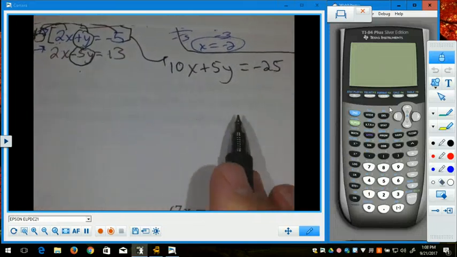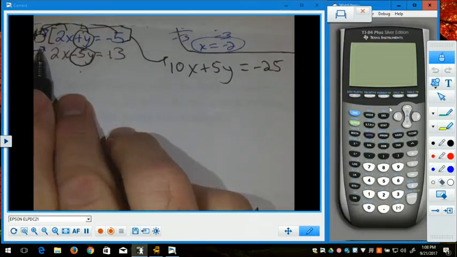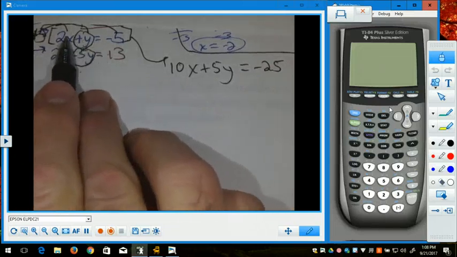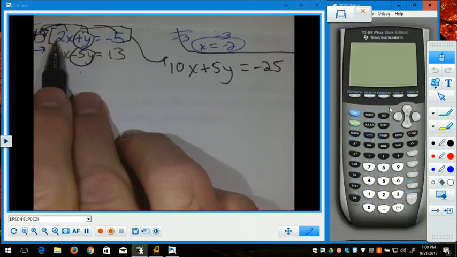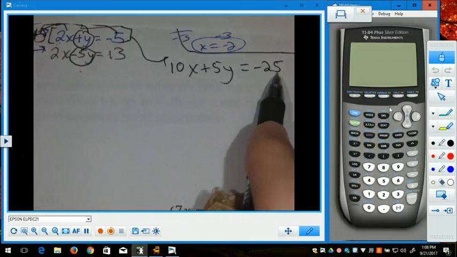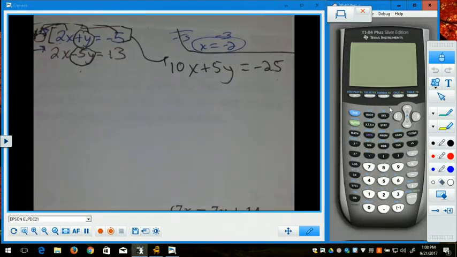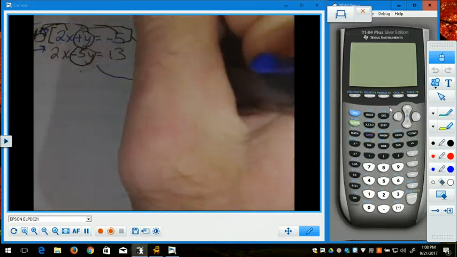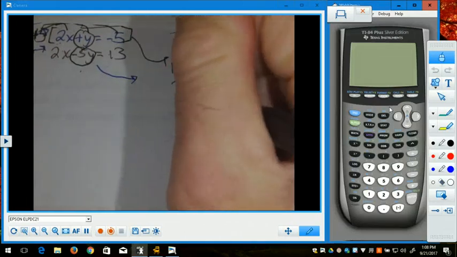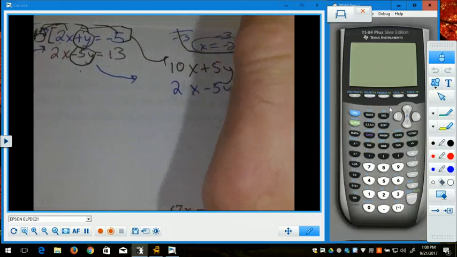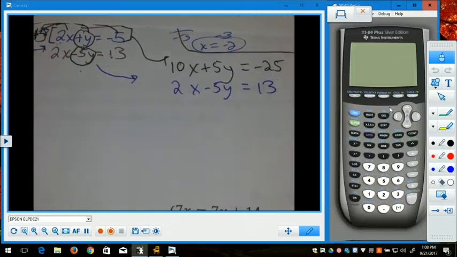It's actually one of the most common errors is people get the right number they're supposed to multiply by, but they only do it to one side. The equation will no longer be balanced if this were still a -5 over here. We have to multiply every term by 5. And then my other equation is exactly what I want it to be, so I just copy that back down. It is 2x minus 5y equals 13.